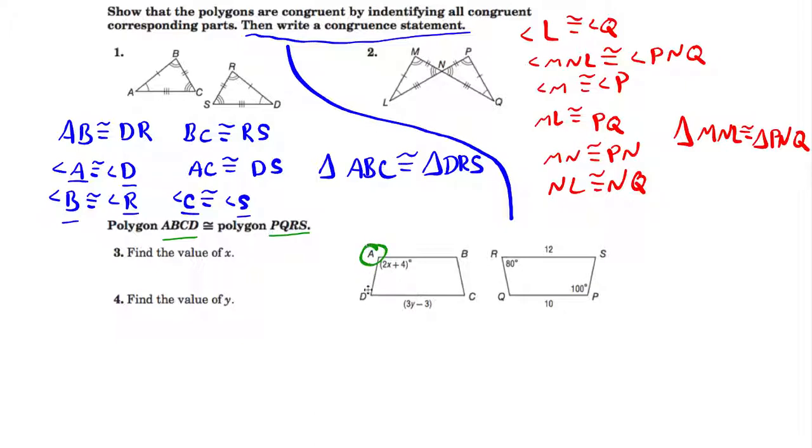So if we look here, angle A, that's the first letter. So what about letter P? Well, it's right there. So that means that 2x plus 4 is equal to 100. If we solve that, 2x is equal to 96. So x would be equal to half of that, which would be 96 divided by 2, 48.